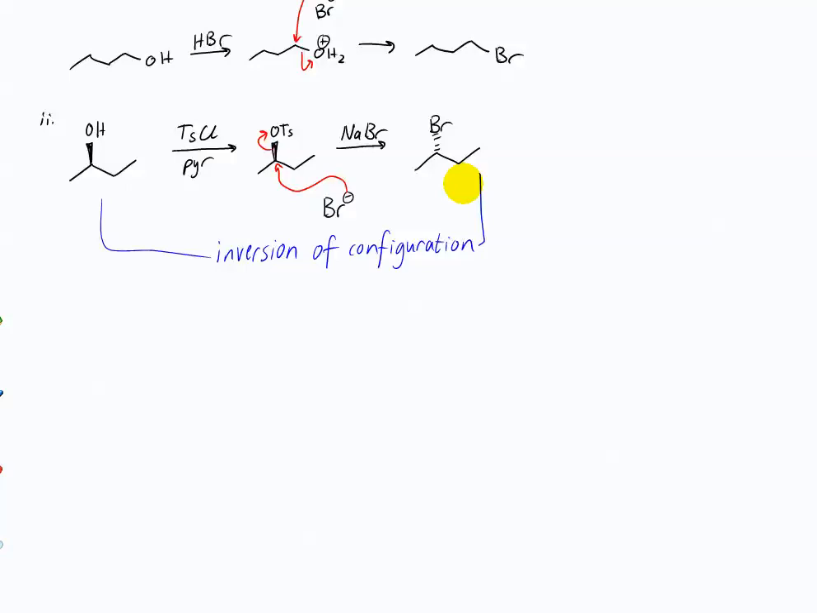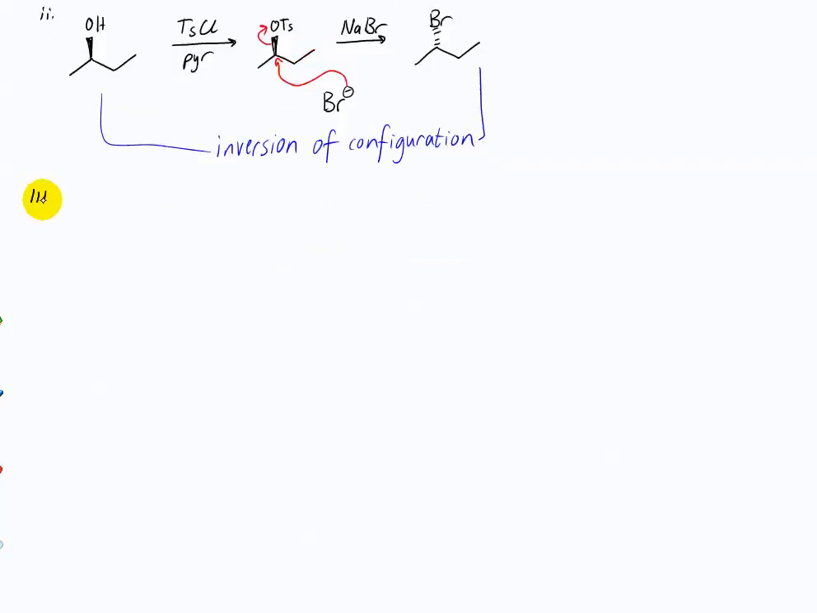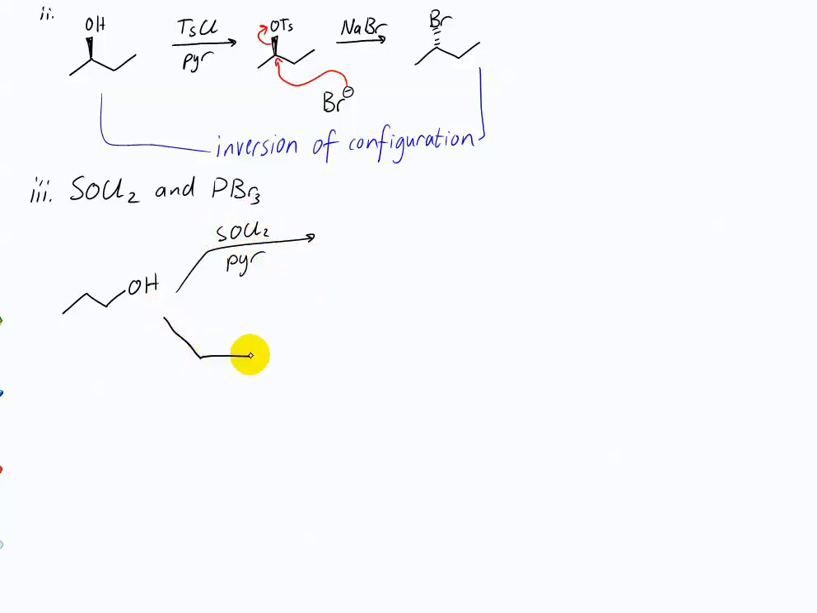Now we're going to compare that to a couple new methods. We're going to use thionyl chloride and phosphorus tribromide. This is what we're going to do in lab today. In these cases, these molecules will react with primary and secondary alcohols to form the corresponding halides. So if you have something like this, both are generally done in the presence of base, like pyridine as well, although that's not what we're going to use today.